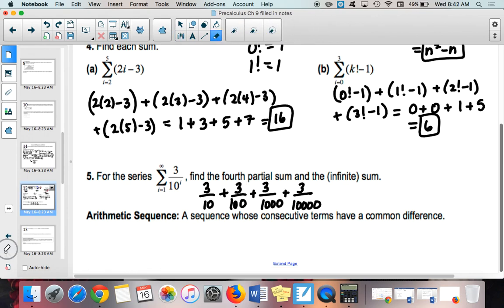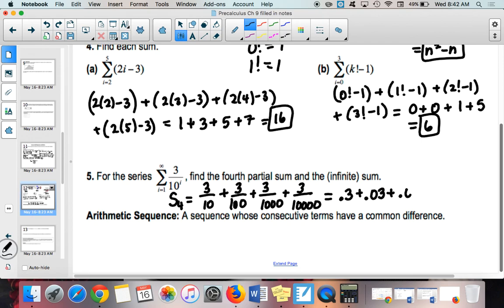Okay. So this would be the fourth partial sum. So we write this as S subscript 4. It's the sum of the first 4 terms. And it looks a little bit weird. But if you write it as a decimal, it makes more sense. So we would have 0.3, right, 3/10. The next one is 3/100. So as a decimal, we read that as 0.03, right, 3/100 is how we read it. The next one is 3/1,000, so 0.003. And the last one is 0.0003.